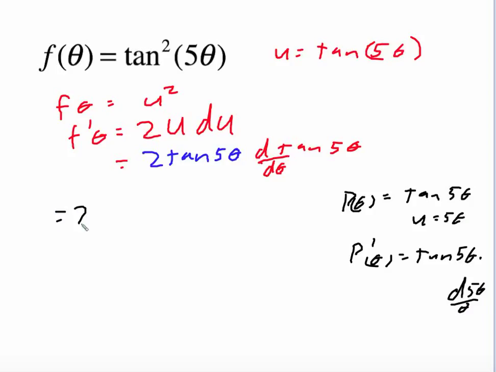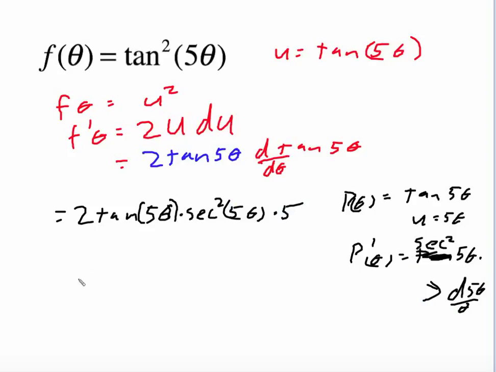So let me go over here. 2 tangent 5 theta remains times the derivative. Oh, you know what? That's not even tangent. That is secant squared. I've lost my mind a little bit here. Tangent 5 theta, we'll put 5 theta in parentheses, times secant squared 5 theta. And because we have that d5 theta thing down here, we need to multiply that by 5.